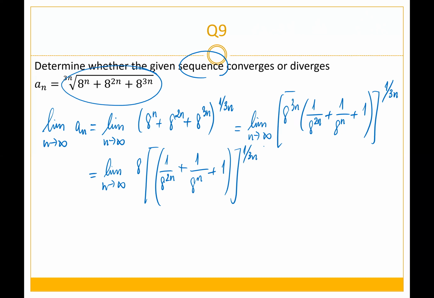to that power. Now, as n approaches infinity, this thing approaches 0. This one also approaches 0. So 1 to the whatever number it is, 1 to the 0 is also 1. So the answer is that the sequence converges to a.